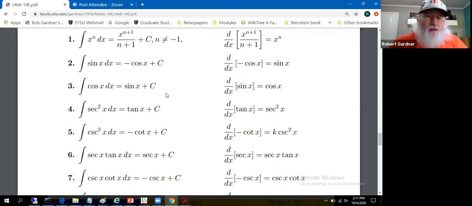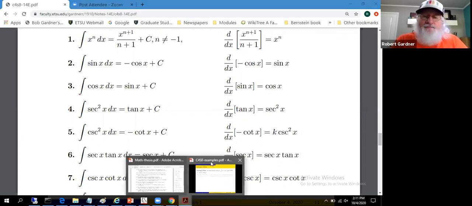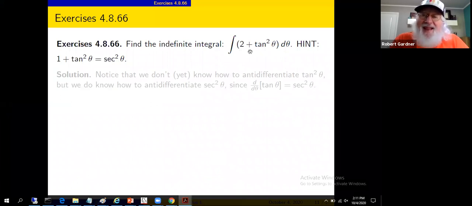But they gave us a hint. If it ain't in this table, we can't do it. Well, that ain't in the table. We can change that to something that is in the table, and then we can do it. And the book gives a hint on this one. They say, hint, 1 plus tangent squared theta equals secant squared theta. So we could take this tangent squared and write it as secant squared minus 1. Then we need to integrate secant squared. Secant squared's in the table. If it ain't in the table, at this stage, you can't do it.